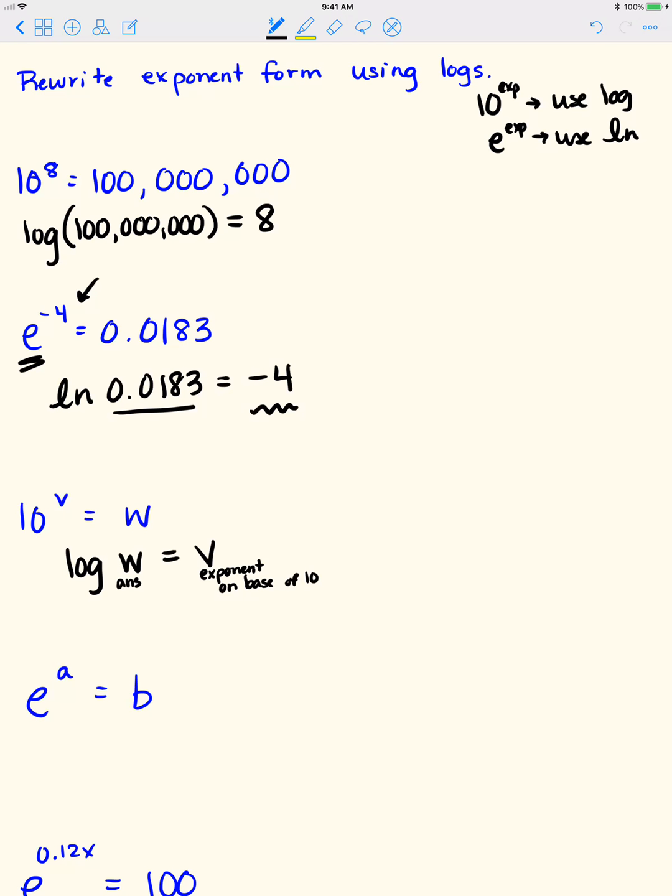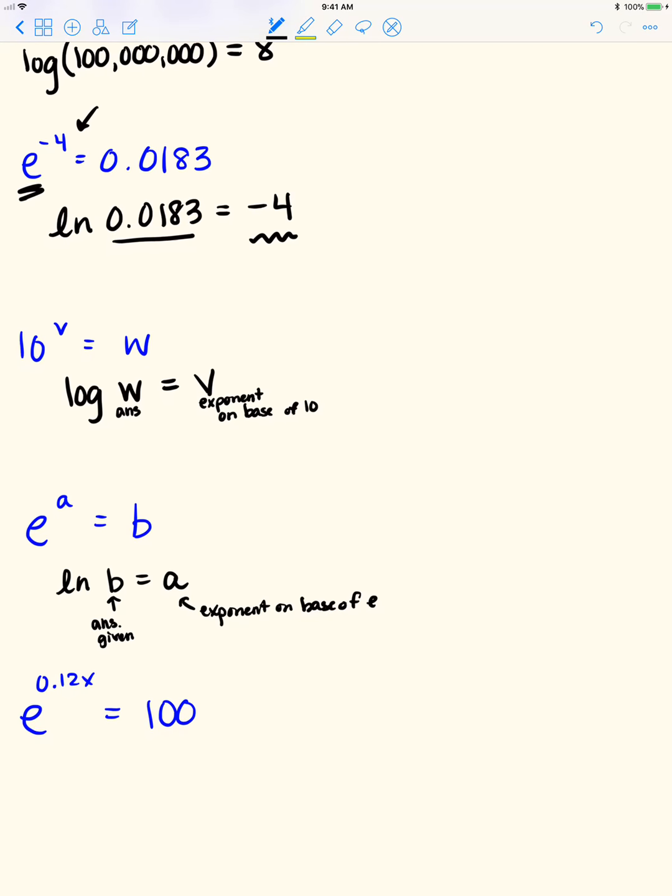of 10. e to the a power equals b. e is your base. We'll use natural log. So we'll do the natural log of b equals a. Again, the a part is the exponent on the base of e, and the b that we took the natural log of, that's the answer that we're given in exponent form. Okay.